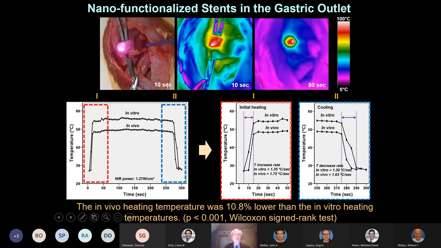This is an image obtained during heating, 10 seconds after starting heating, and 50 seconds. Here you can see an abrupt temperature increase after heating, and then an abrupt decrease after stopping the heating. This is in vitro and this is in vivo. The in vivo heating temperature was 10.8% lower than the in vitro heating temperature. That's because in vivo there are vessels.